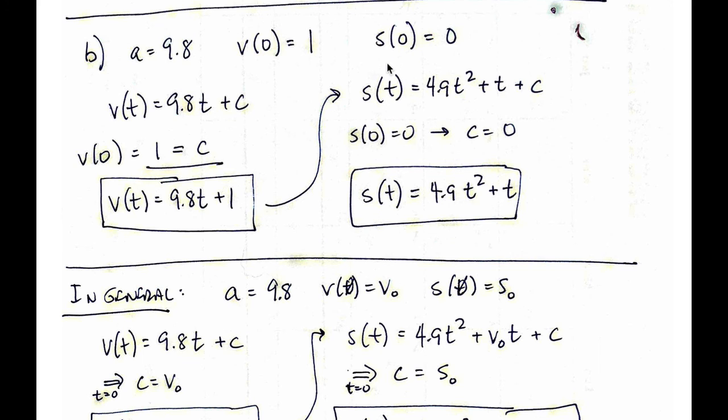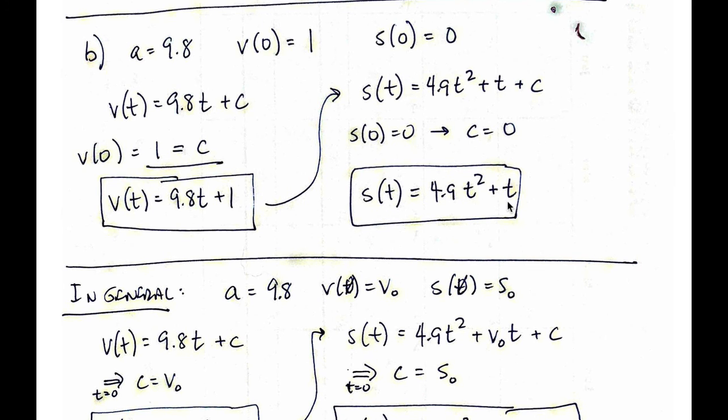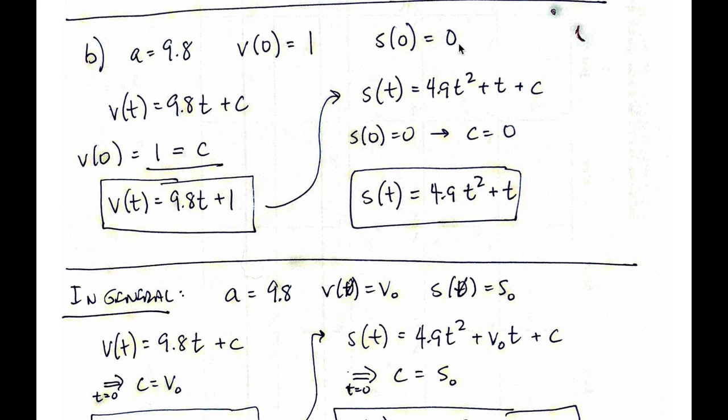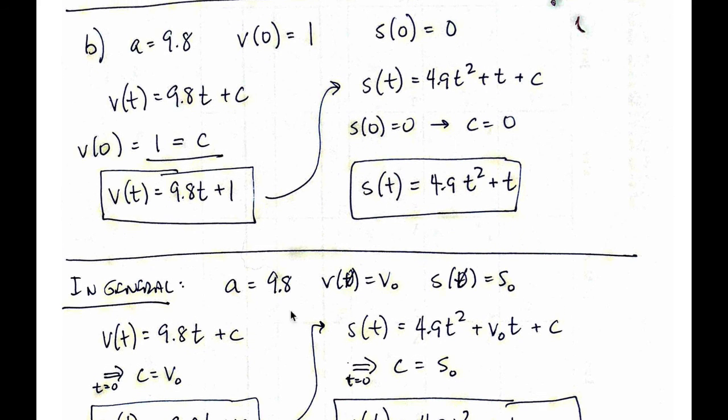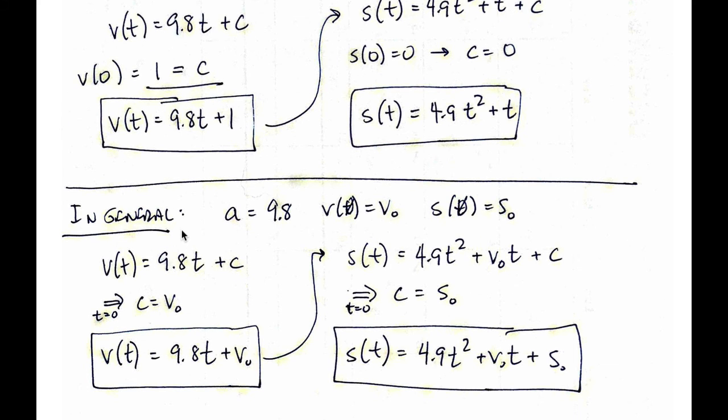I can repeat the process for my position, and I can find that my position function is 4.9 t squared plus t. Right? That is the antiderivative of the velocity that has a constant such that the initial position is 0. We can actually generalize this to get back to a function that you should have seen before, and that is the general equation for the position of an object falling at an initial velocity v0, that could be any value, and at an initial position s0. And so we can repeat this process.